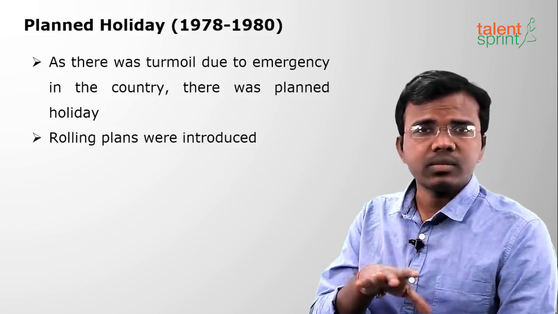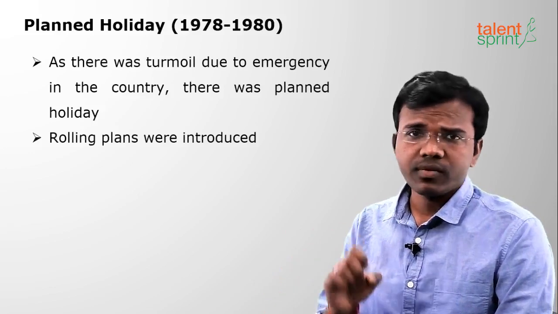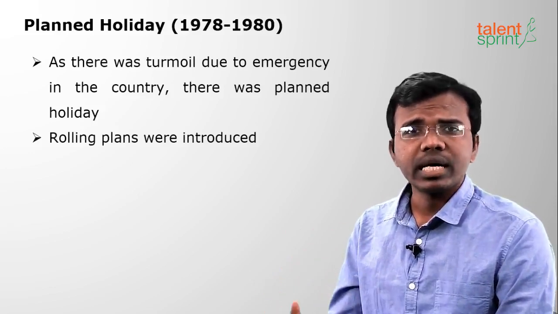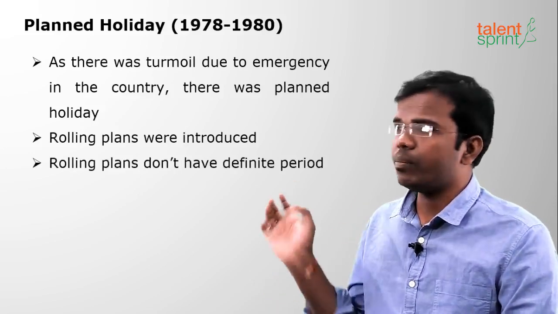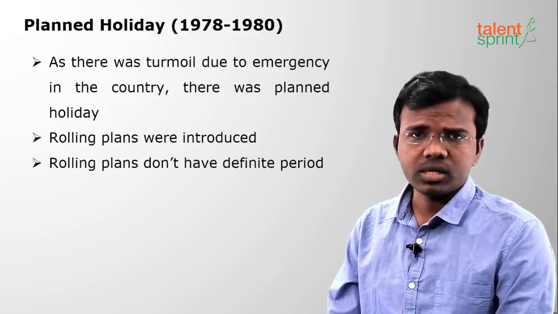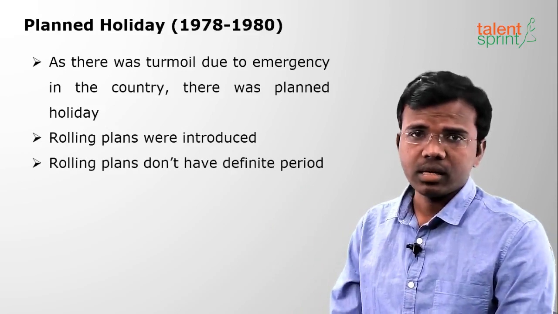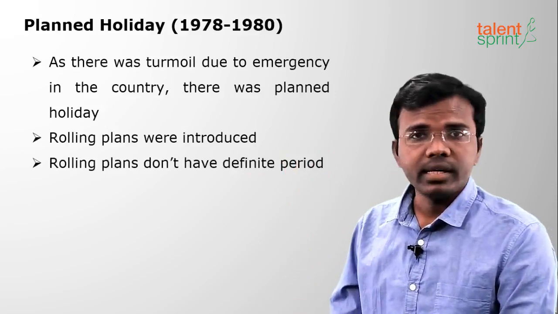Generally we have annual plans, means for 1 year. 5-year plans means for 5 years. So rolling plans means they don't have definite time period. We don't know when they will end. So such plans are called rolling plans. But they have ended in the year 1980.